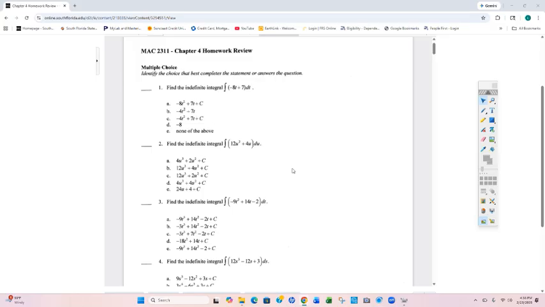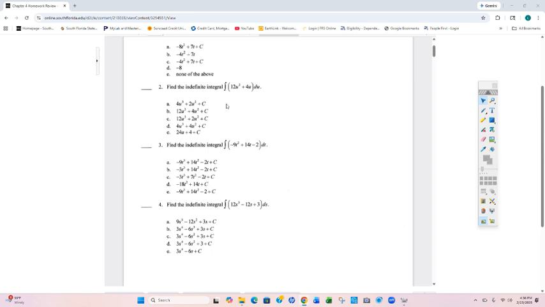Question number 1, find the indefinite integral of negative 8t plus 7, dt. So the integral of negative 8t plus 7 dt. A equals negative 8t squared plus 7t plus c. B is negative 4t squared plus 7t. Answer C is negative 4t squared plus 7t plus c. Answer D is negative 8. Answer E is none of the above. Now pause if you would like to think about it. The correct answer is C, and that is from section 4.1.